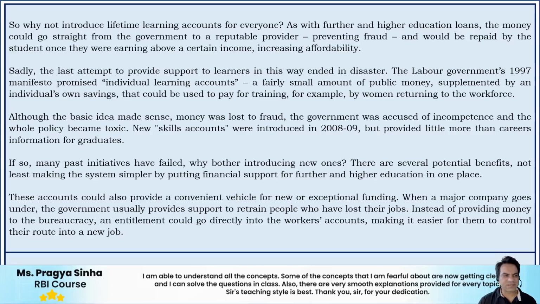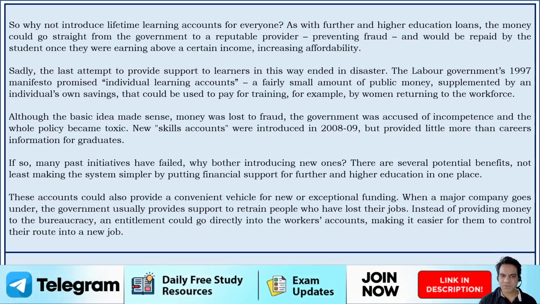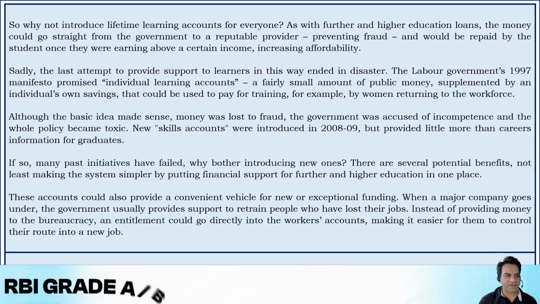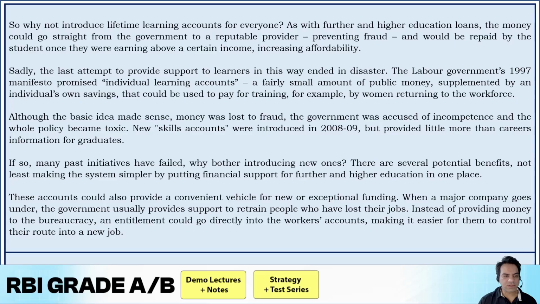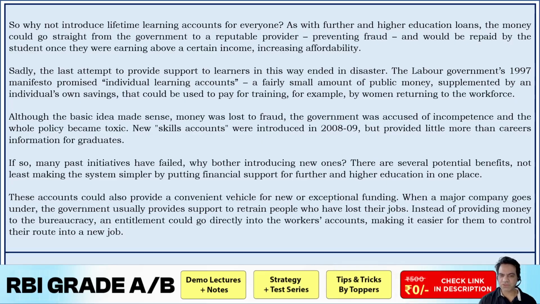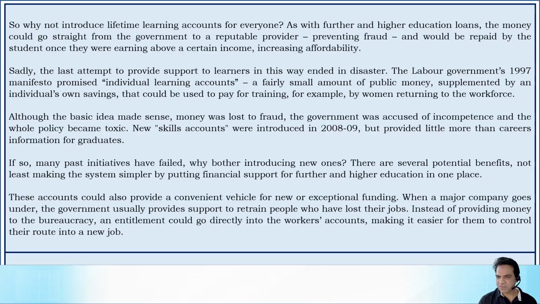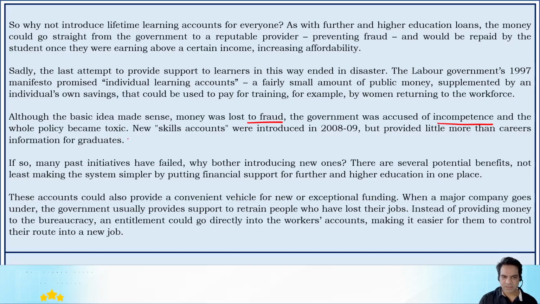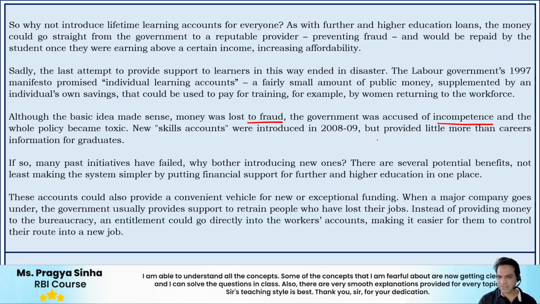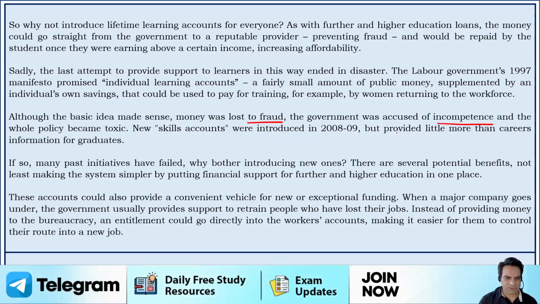The Labour government's 1997 manifesto promised individual learning accounts, a fairly small amount of public money, supplemented by an individual's own savings that could be used to pay for training, for example, by women returning to the workforce. Although the basic idea made sense, money was lost to fraud. So there was a fraud, the government was accused of incompetence, and the whole policy became toxic. The new skills accounts were introduced in 2008-9 but provided little more than careers information for graduates, so it was also not helpful.